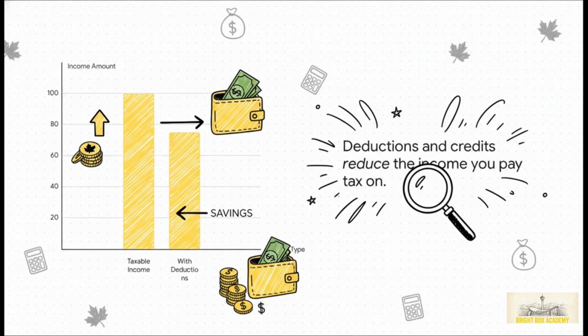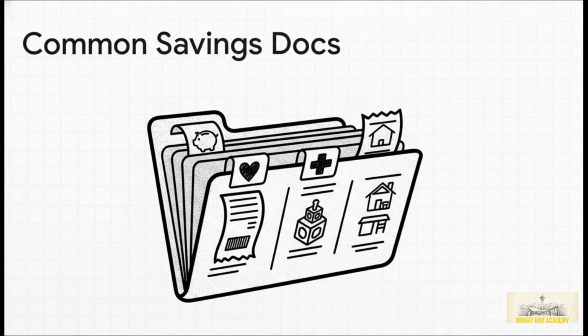That bar on the left, that's your taxable income before any deductions. But after you claim them, look at that, your taxable income drops. That gap between the 2 bars, that's real money that stays in your pocket. So, what kind of receipts should you be hunting for? Well, definitely grab any for RRSP contributions, charitable donations, medical bills, childcare costs, and even records for your home office expenses if you worked from home. Every single one of those receipts is a potential saving.